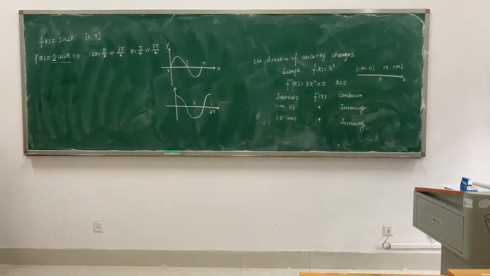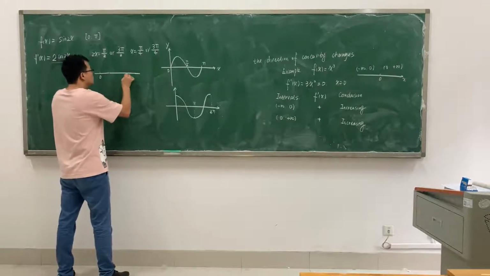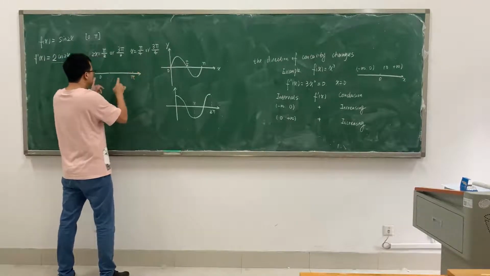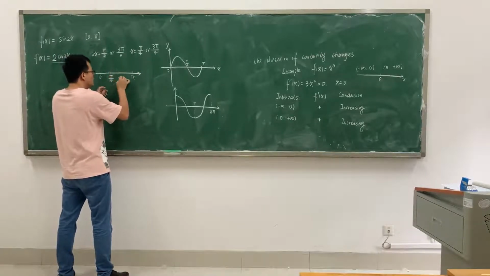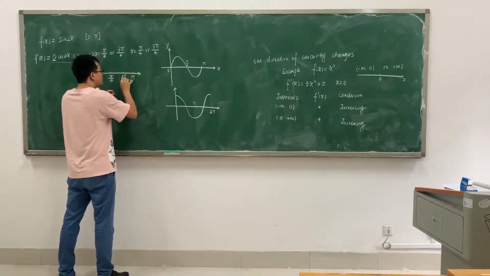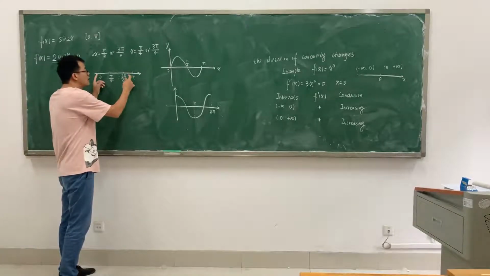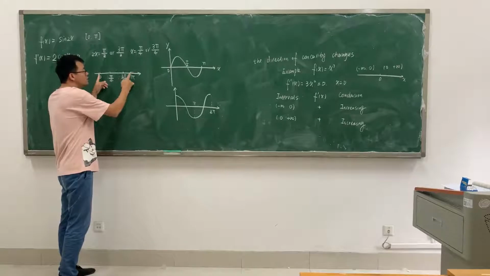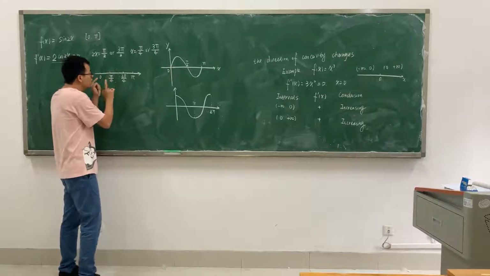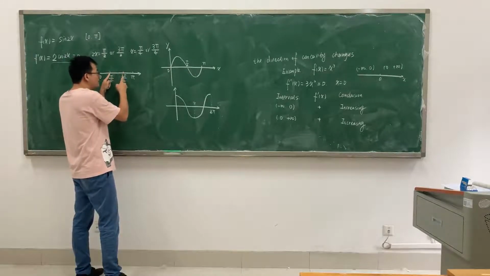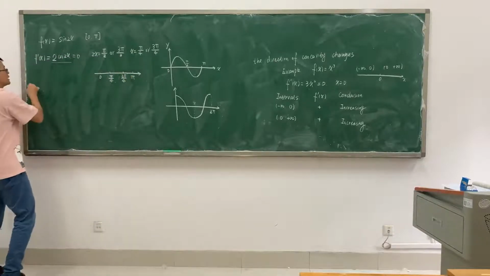In this interval, here is 0, here is pi. So 0 to pi, here is pi by 4 and here is 3 pi by 4. These two points decompose this interval into 3 parts. The first part is 0 to pi by 4, the second part is pi by 4 to 3 pi by 4, and the third part is 3 pi by 4 to pi.